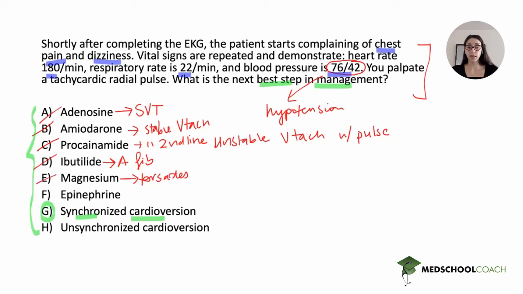Epinephrine. So epinephrine is used in ACLS algorithms, but it's used for the cardiac arrest algorithm. So we're not quite there, although certainly this patient could decompensate quickly and go into cardiac arrest. And if that was the case, then epinephrine would be the right answer. But he still has a pulse, and his heart rate is increasing, and his blood pressure is low, but he's still not quite there yet. So this wouldn't be correct, but this would be used if the patient went into cardiac arrest.